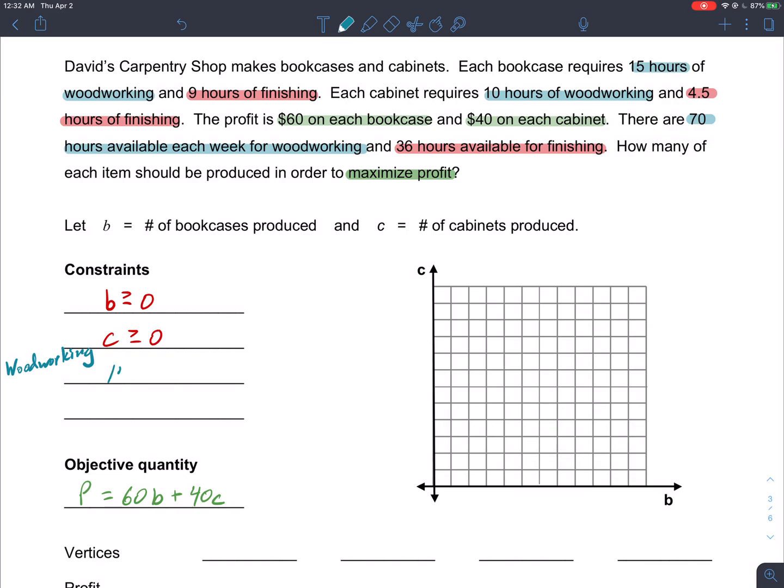I can do 15 hours per bookcase plus 10 hours per cabinet, and the total has to be less than or equal to 70 hours. The maximum I have for woodworking is 15 per bookcase and 10 per cabinet. And then the maximum I have for finishing, I'm going to change the color here real quick.